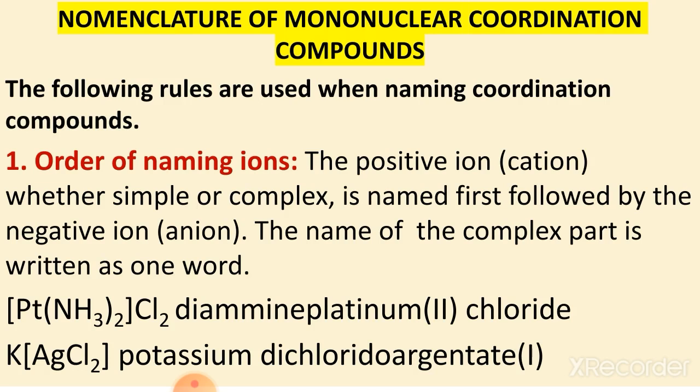Now the complex is the anionic part, so we have to change the name of the complex. Sometimes we add -ate or sometimes we use the Latin word. Here Ag in Latin is known as argentum, so we write argentate. So look at the name: potassium dichlorido argentate(I).